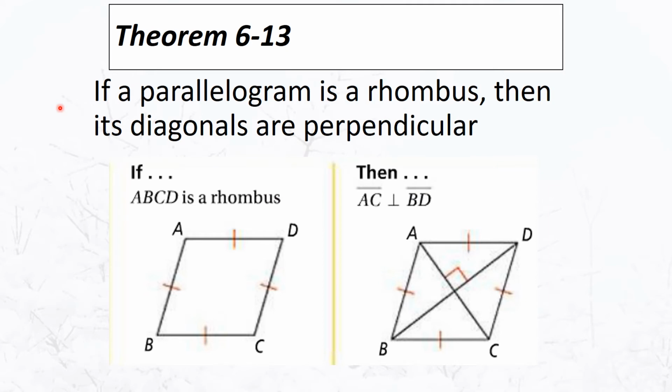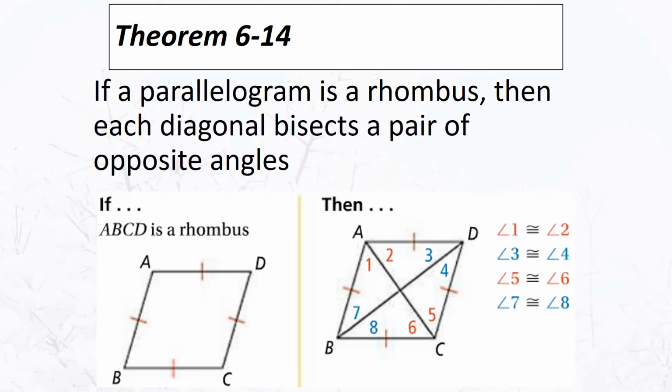Let's check the theorems in this lesson. The first theorem states that if a parallelogram is a rhombus, then its diagonals are perpendicular. Look at this. If ABCD is a rhombus, then AC is a diagonal and BD is another diagonal, and they will be perpendicular. That means all these angles will be 90 degrees.